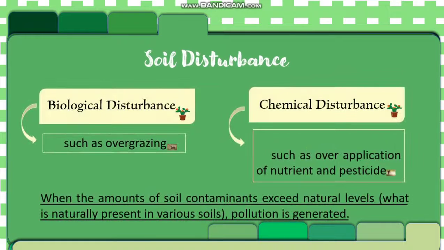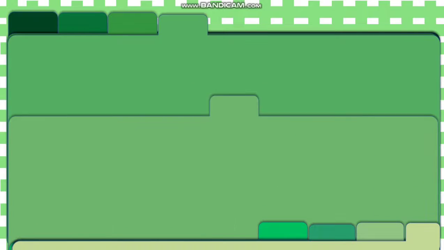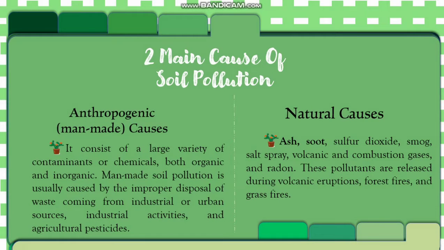So, lagi natin tatandaan na kapag ang amount ng soil contaminants ay nag-exceed sa natural levels, ay nagkakaroon na ng pollution. There are two main causes through which soil pollution is generated. We have anthropogenic or the man-made causes and natural causes.